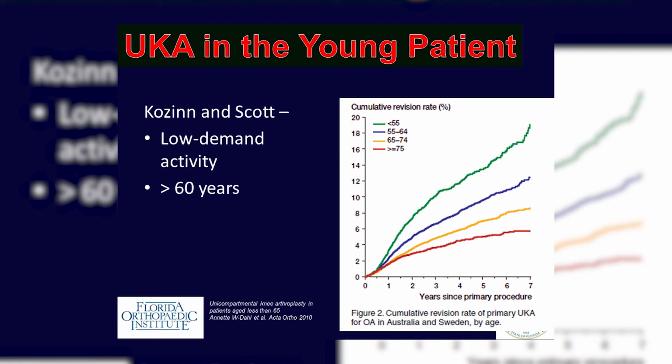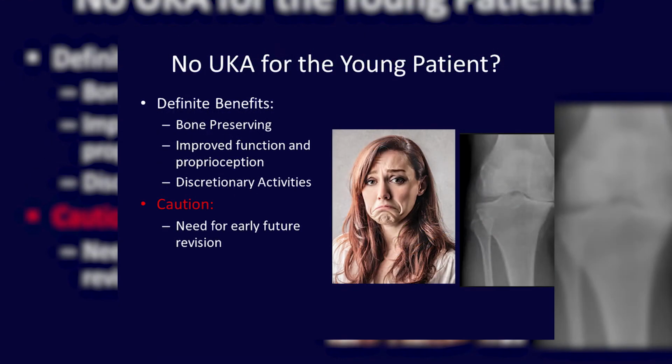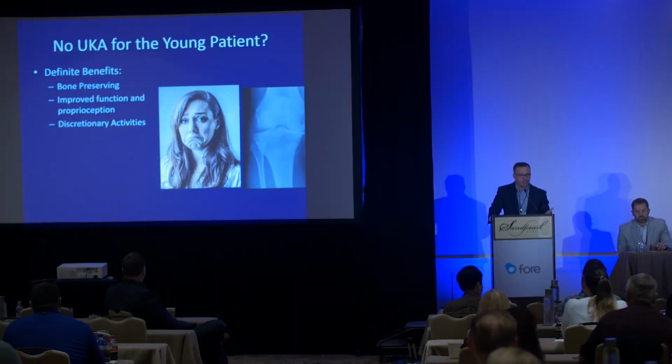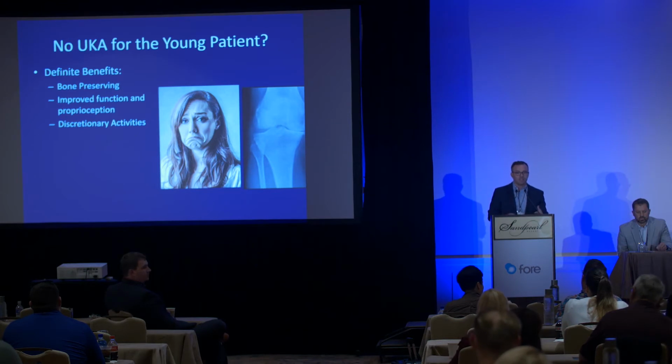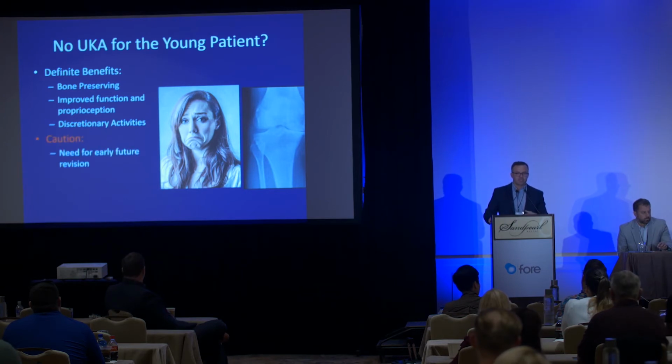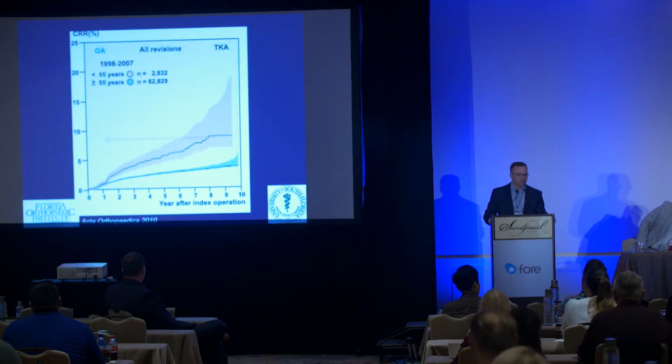Originally, this was a contraindication in the Cozen and Scott criteria, but that really creates a conundrum because, as we mentioned earlier, this is a procedure that is bone preserving, with improved function and proprioception relative to a total. These patients, if they have a partial knee, their ability to return to discretionary activities like jogging, cycling, golfing is going to be greater. So ideally, that would be the perfect candidate, the young patient. But unfortunately, this possibility for early revision is very real and pronounced in the literature.